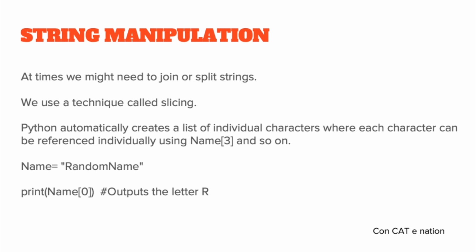On screen you see an example. I am going to assign random name to a variable called name, and then I'm going to say print name square bracket 0, and that's going to print the 1st character out, which is R.